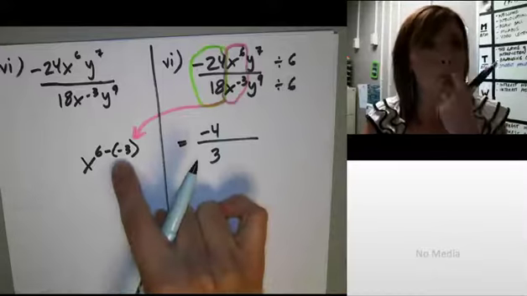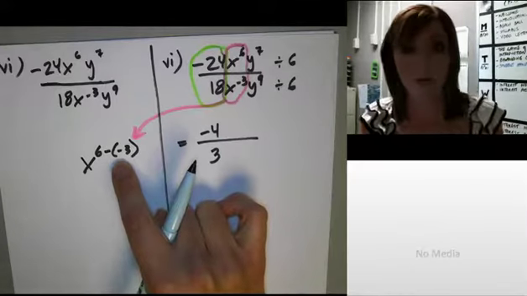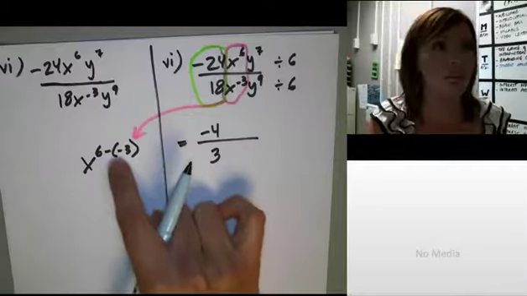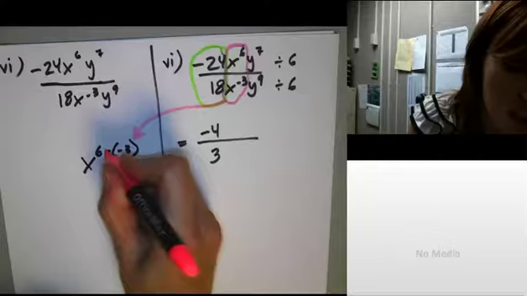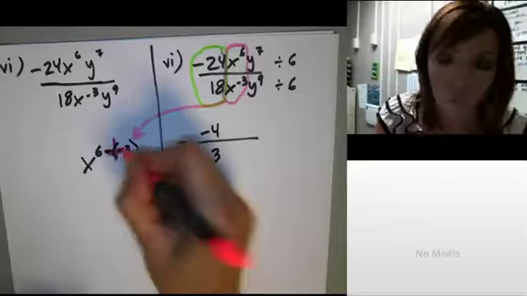Okay, what happens to a negative right next to a negative? Positive. So this becomes 6 plus 3, which is what? 9. So it's x to the 9th.